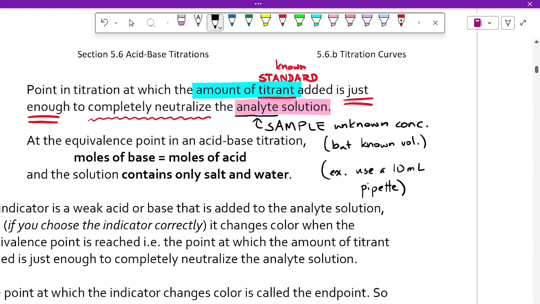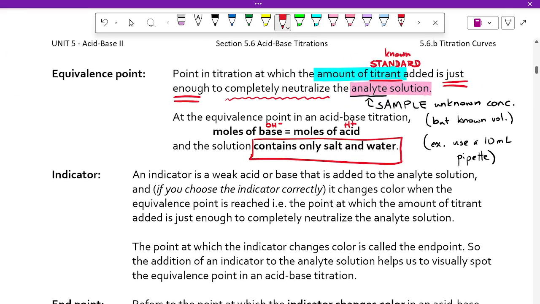At the equivalence point in an acid-base titration, it does say moles of base equal moles of acid, but it is more true to say that moles of OH minus equal moles of H plus. I think I should get rid of this because it really doesn't do it justice, because what about those 2-to-1 ratios? But the solution contains only salt and water at the equivalence point. There's no acid left, no base left.